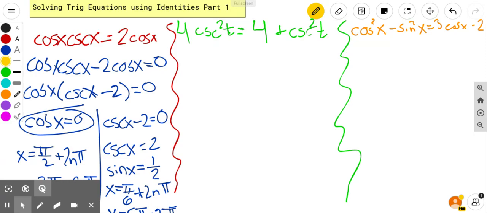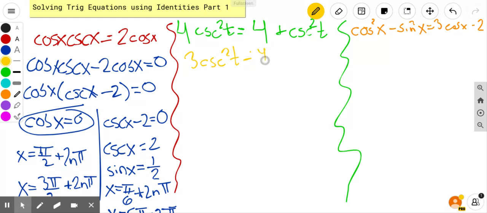I can't get it equal to 0 because of that 4, and I'm okay with that, because here's what's going to happen. When I move that over, I'm going to have 3 cosecant squared of t equal to 4, which means that cosecant squared of t should equal 4/3. Which means that sine squared of t should equal 3/4.